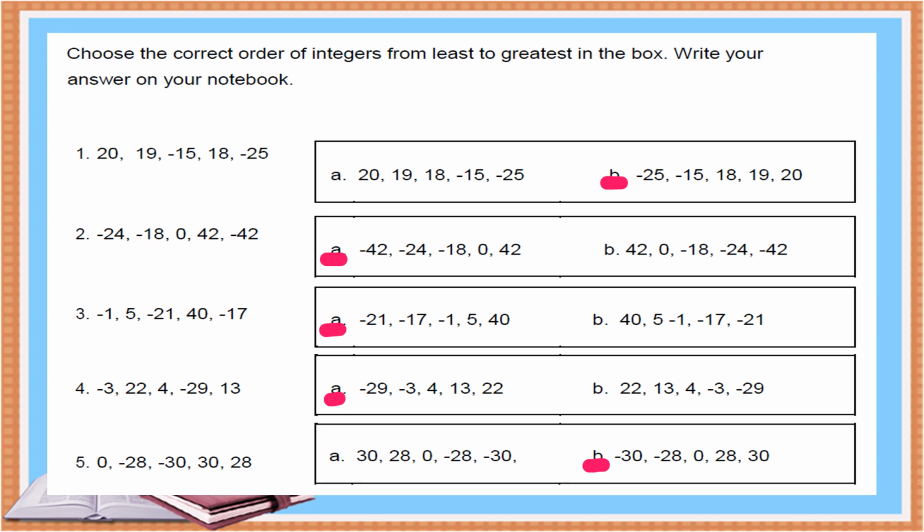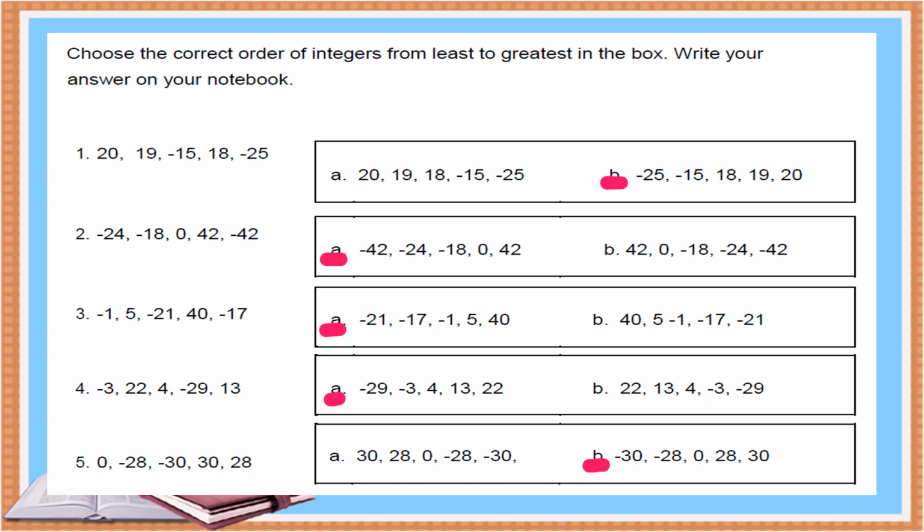For number 1, we have letter B, negative 25, negative 15, positive 18, positive 19, positive 20. For number 2, we have letter A, negative 42, negative 24, negative 18, 0, and positive 42. For number 3, we have letter A, negative 21, negative 17, negative 1, positive 5, positive 40.